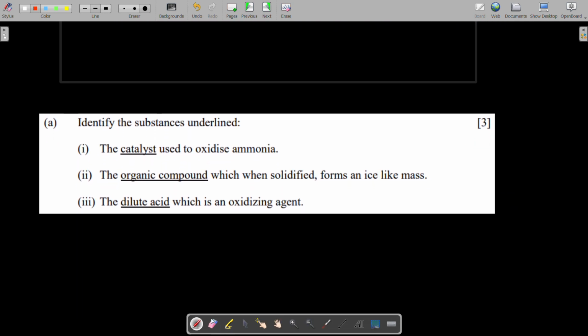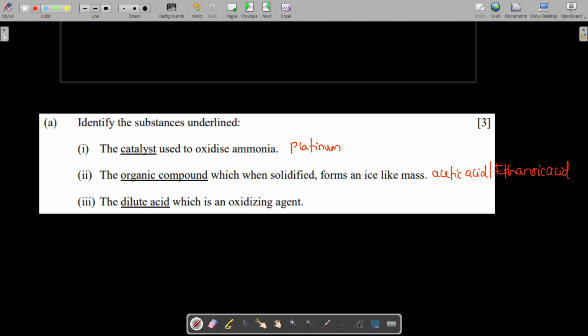This is not fill in the blanks, but I can say this is a type of that. So I have taken these also. The catalyst used to oxidize ammonia, that is platinum. They can also give it as a fill in the blank. The organic compound which when solidified forms an ice-like mass. So this is acetic acid. What is the IUPAC name? Ethanoic acid.